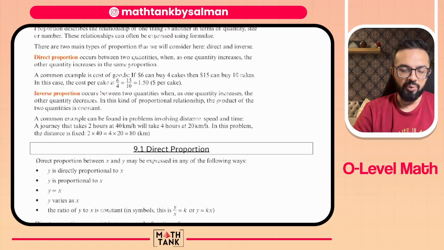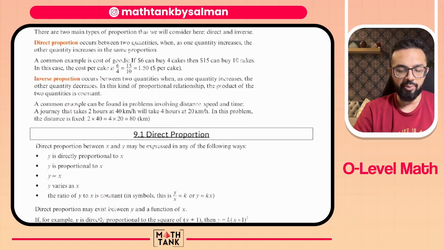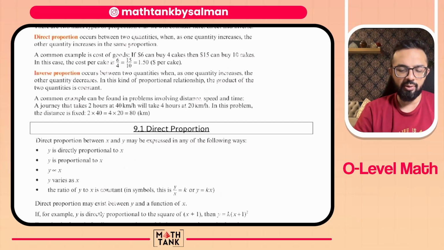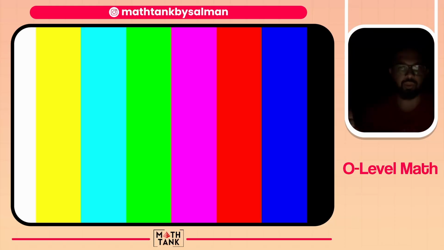Inverse proportion, on the other hand, is the opposite of that. If one quantity increases, the other one decreases, and if one quantity decreases, the other one increases. In this kind of proportional relationship, the product of the two quantities is constant. The most common example of an inverse proportion is a speed and time relationship. If you increase your speed, it's going to take you less time. If you decrease your speed, it's going to take you more time.